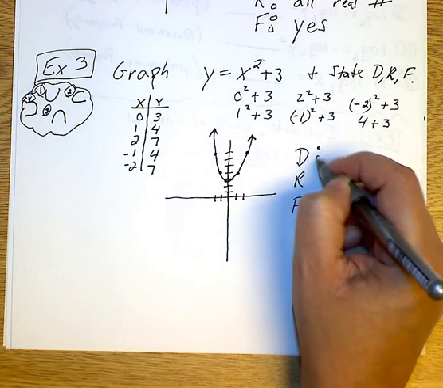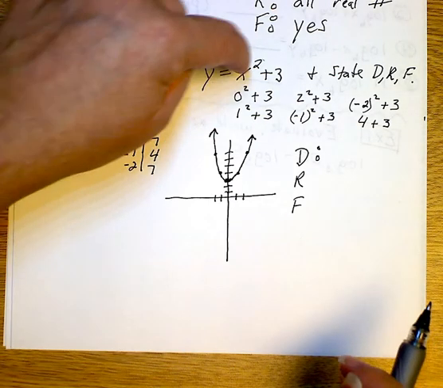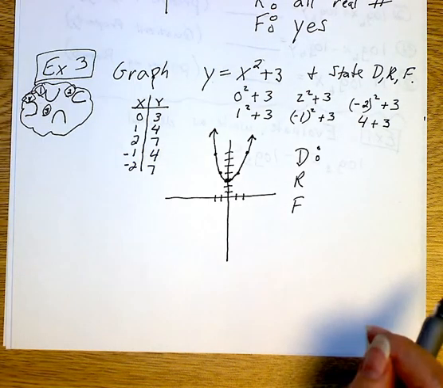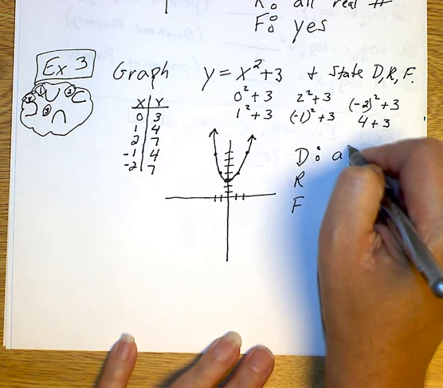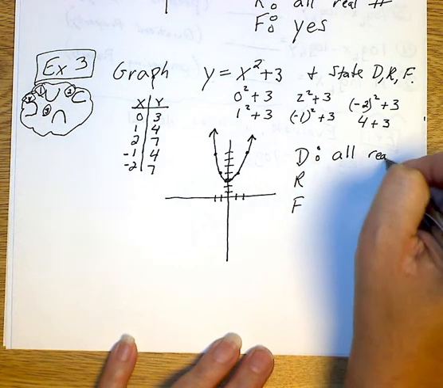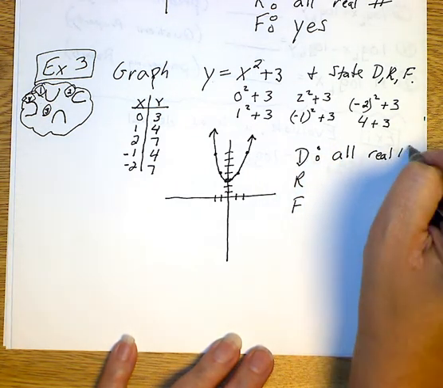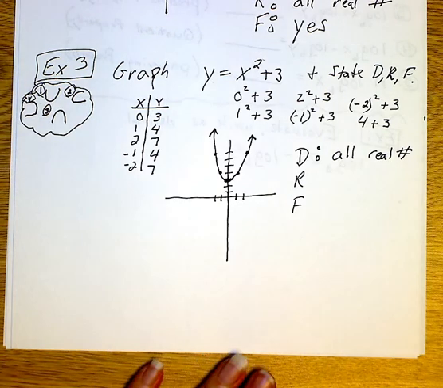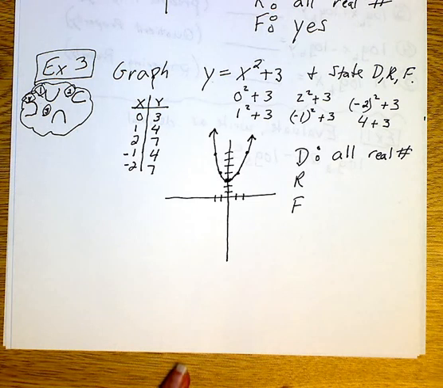All right, domain. What can I put in for x? All real numbers. You can't put what it is because it is all real numbers, because that means that you can put any number in. Domain will always be what numbers you can put in. So it might say like all real except for something.